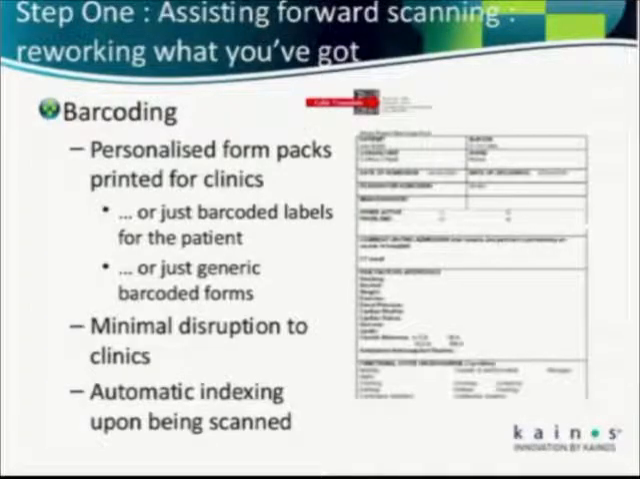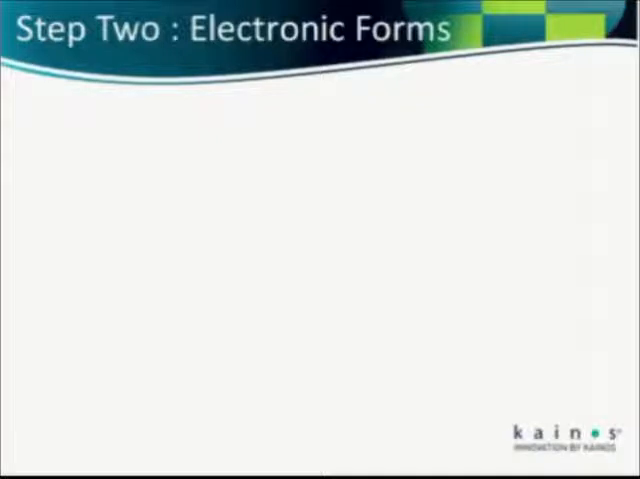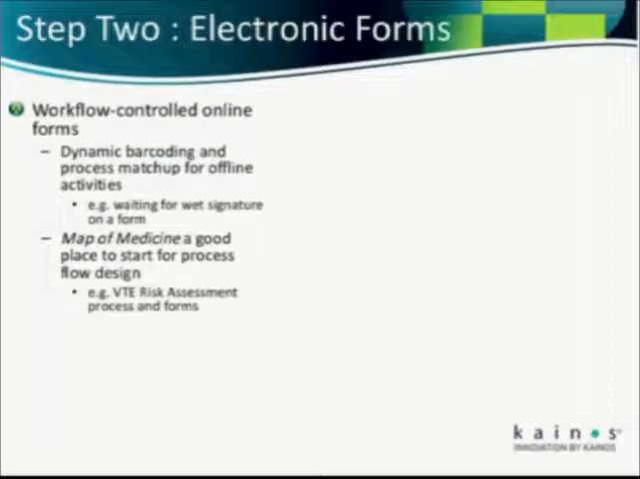Taking that forward then, we're moving into the realms of fully electronic forms. And these can be controlled by workflow. A good point of reference would be the Map of Medicine. So it has a workflow path. So for example, for a venous thromboembolism risk assessment form, it has a path saying, is the patient over a certain age, then treat them in a certain way, etc.